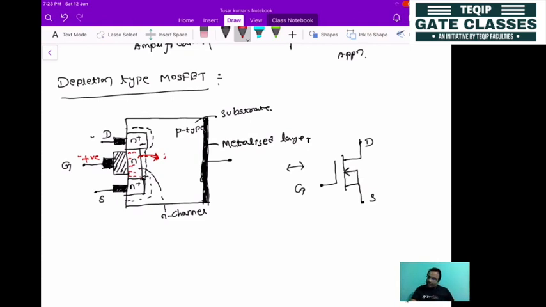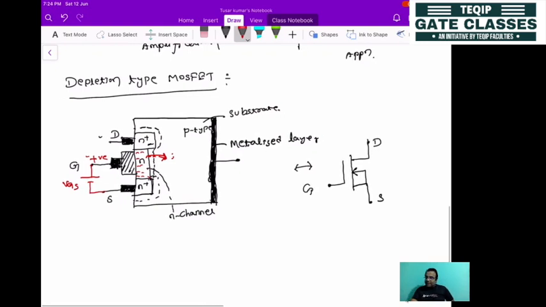So how will we apply the positive voltage? Here you apply the positive terminal to the gate, and the negative terminal to the source. So what is this voltage? It is VGS. Now you are clear that VGS is positive, and only then will this channel be formed and start conducting. Then next, you have to apply another voltage.